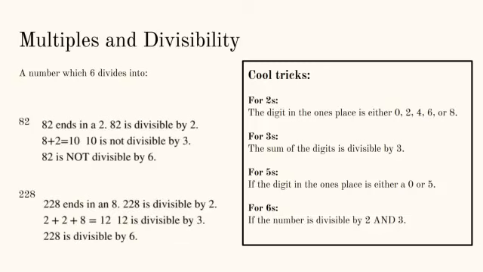228 ends in an 8. So 228 is divisible by 2. Adding those digits, 2 plus 2 plus 8 is 12. Therefore, since 12 is divisible by 3, 228 is divisible by 6.